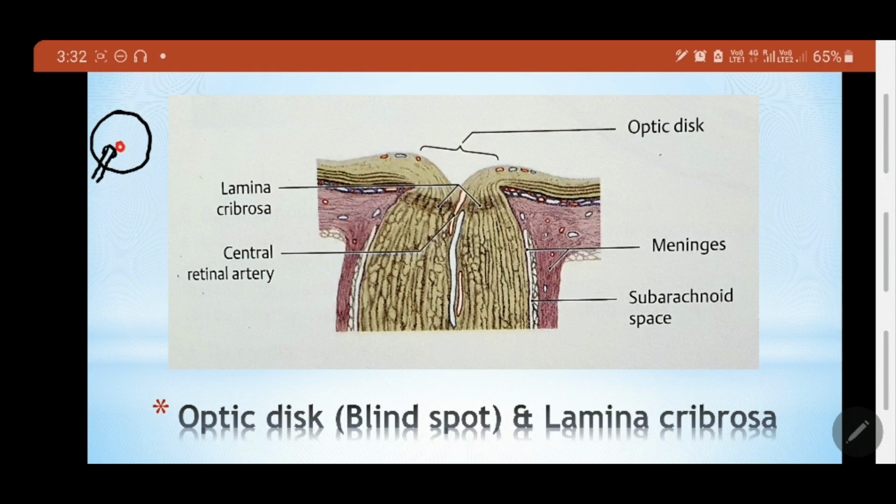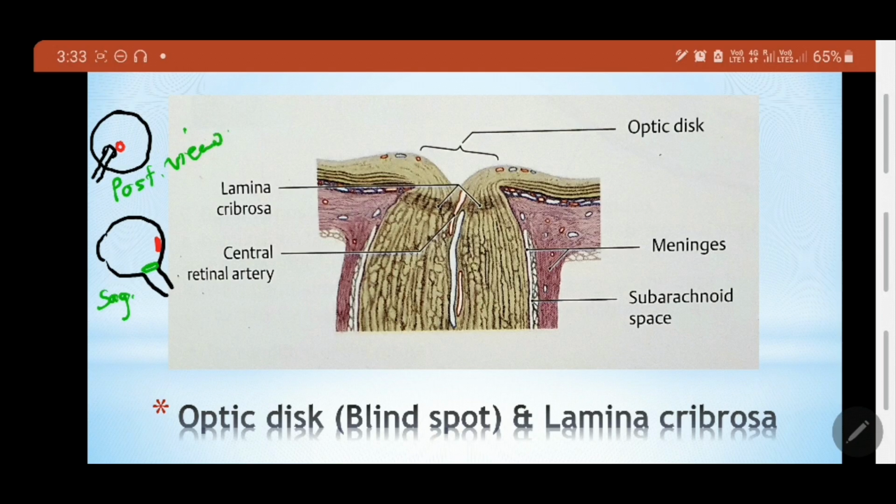If you see in another view, remember that the optic nerve is not arising from the posterior pole. So this is the fovea centralis here, and this is the point which is called the optic disc. This one is the sagittal section, and this one is the posterior view.